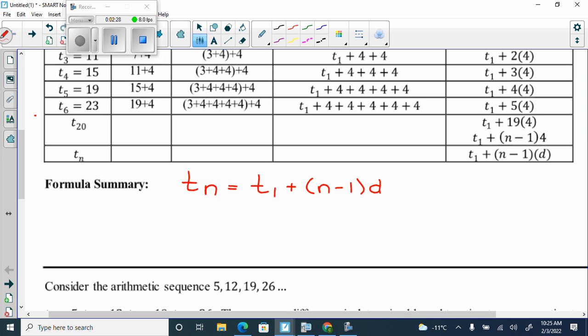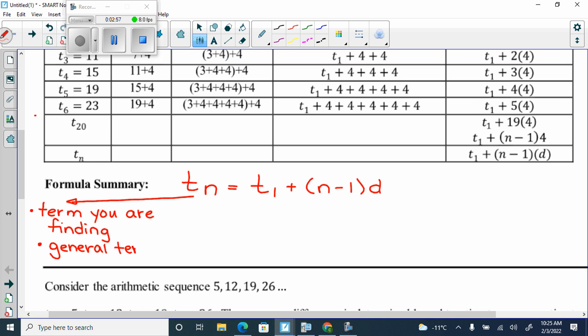Tn just means any term, general term. It could be term 5. If it was term 5, then it would be T5. If it was term 10, it would be T10, right? So this here is the term you're finding. Or we can call it the general term. And that will make sense in a little bit. We're just going to write these down.